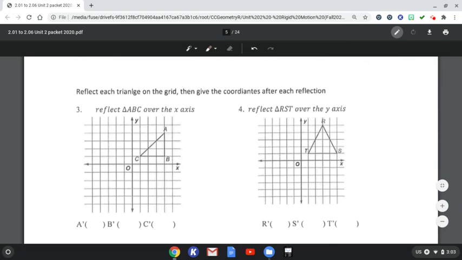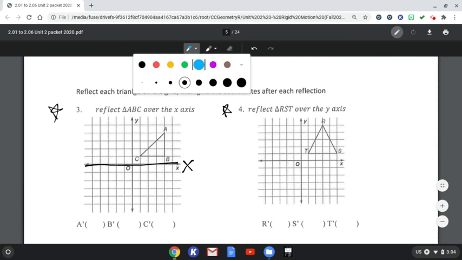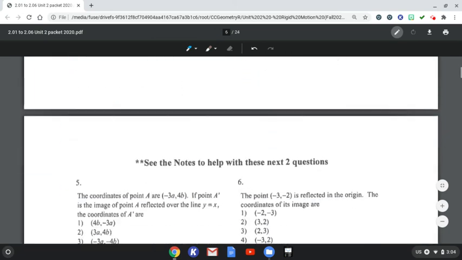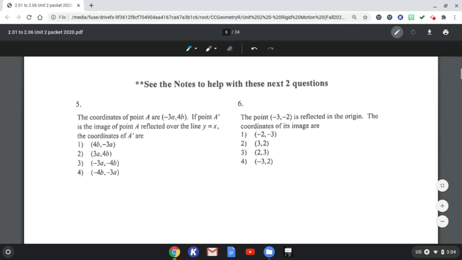Looking here for exercises 3 and 4, we want you to reflect over the x-axis. So you're going to reflect that triangle down your paper. Here, you're going to flip it down. And the second one says to reflect over the y-axis. So you're going to flip that left and right and give us the new ordered pairs, please. Your notes should help here.